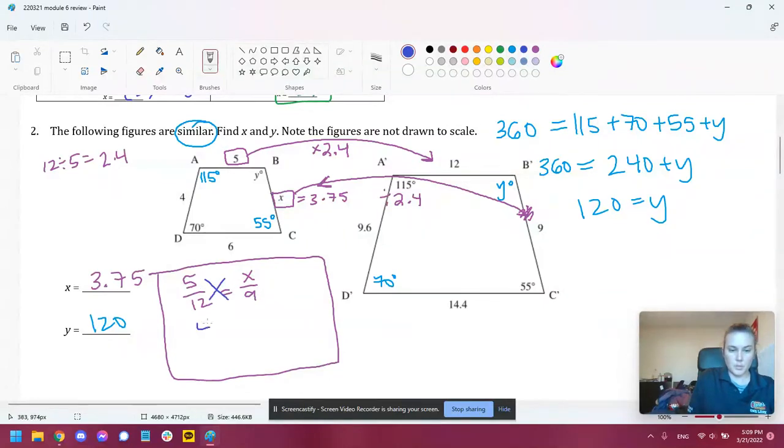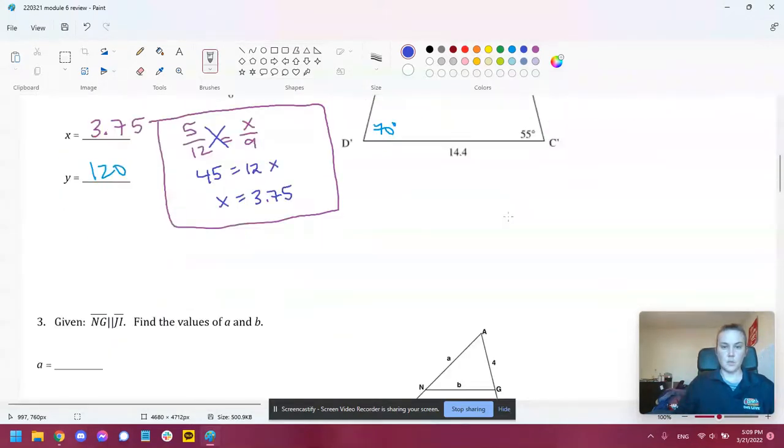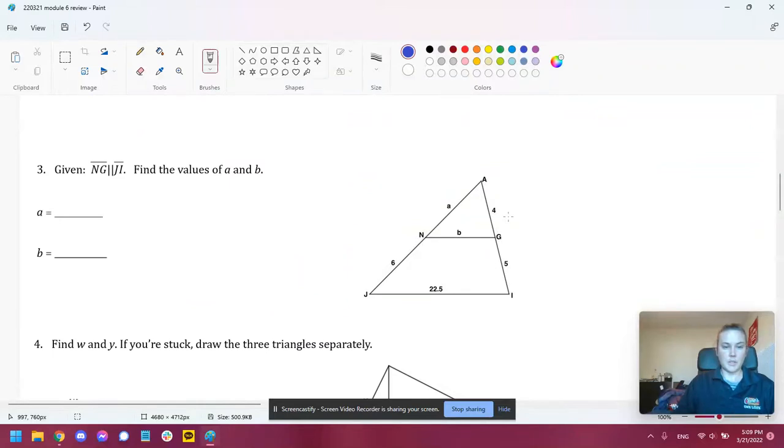Then we could have cross multiplied and divided. Either way works to find the sides. All right, number 3. Given that these two parallel lines are actually parallel, find the values of a and b.